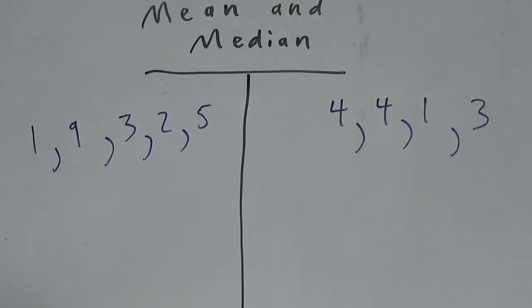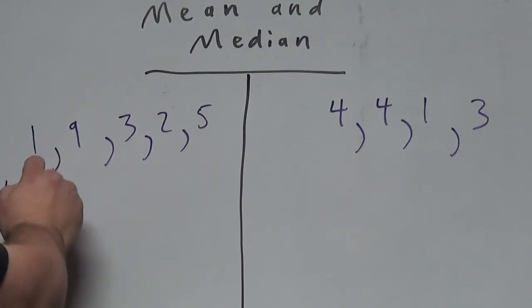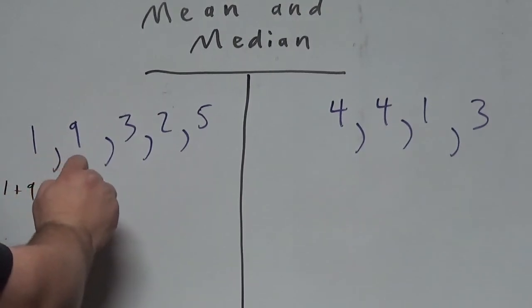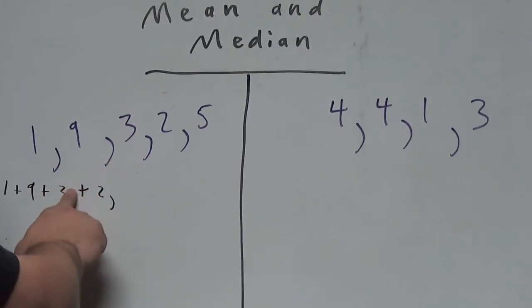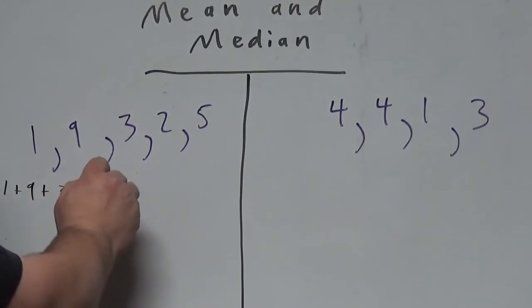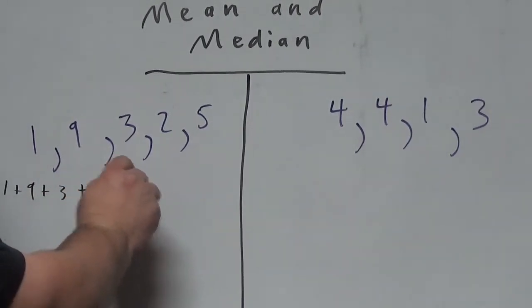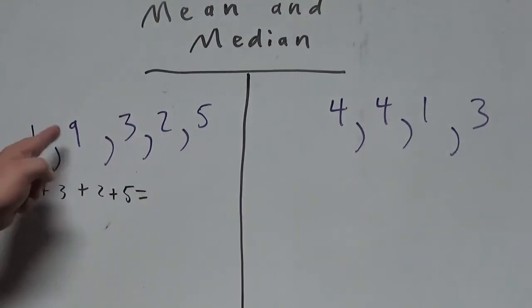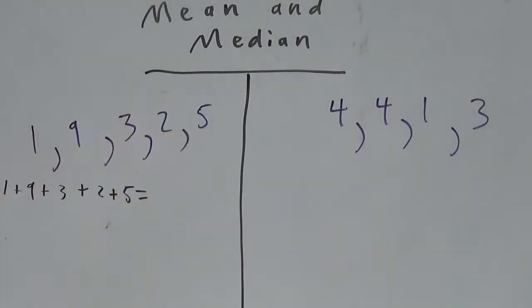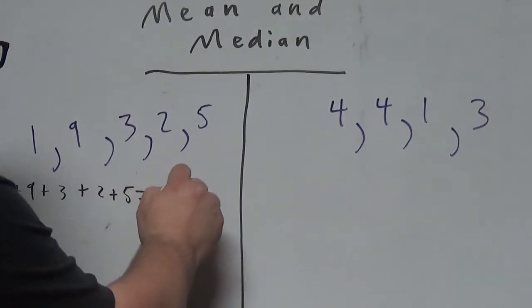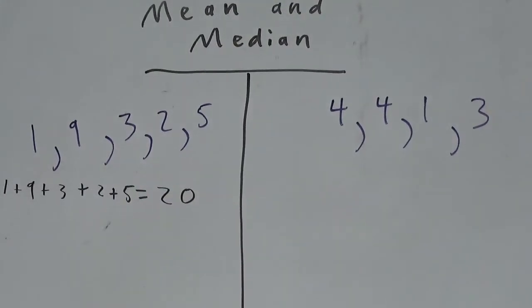So when we're doing mean, we're going to do 1 plus 9 plus 3 plus 2 plus 5. Add those together and we have 20. That should be the first thing you do.